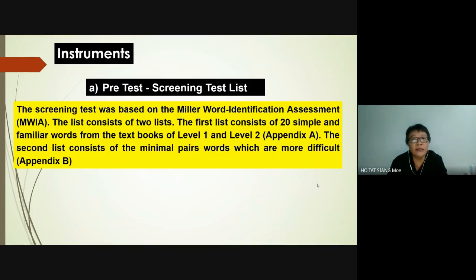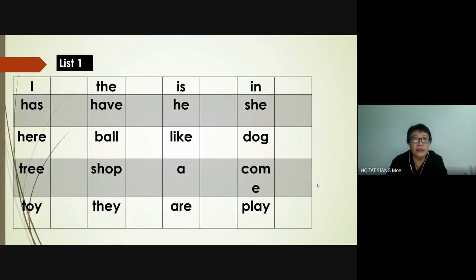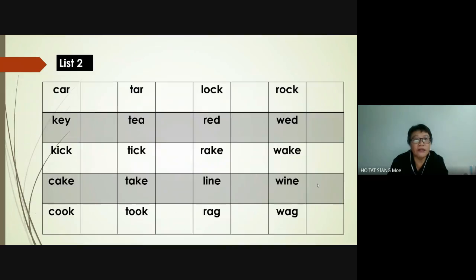Let's look at the example. This is list 1. You look at the words, they are simple, they are familiar words. Example: I, the, is, in, has, have. All these are simple and familiar words. Now look at list 2, more difficult words. You see, sick, rag, wag, wine, all these are more difficult words. So I will give them the pre-test. This is the instrument I use.